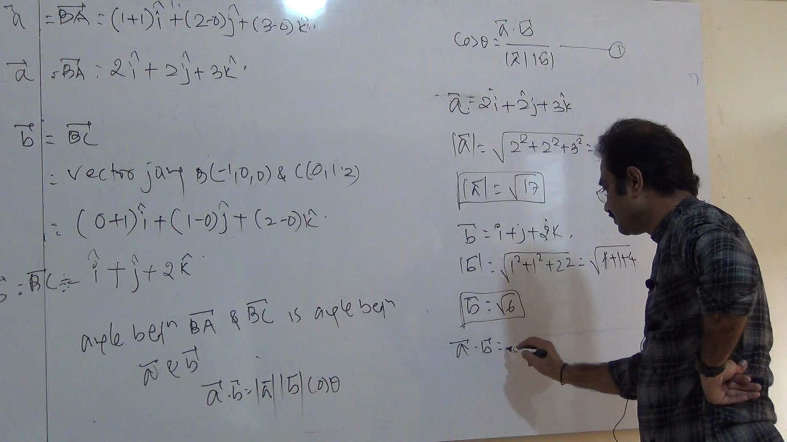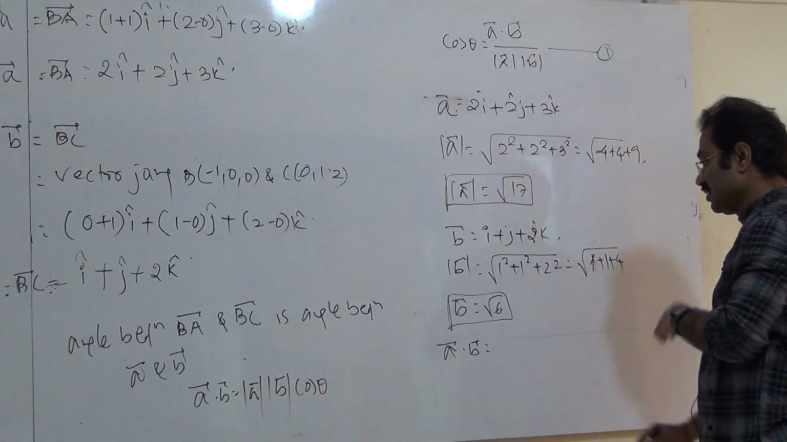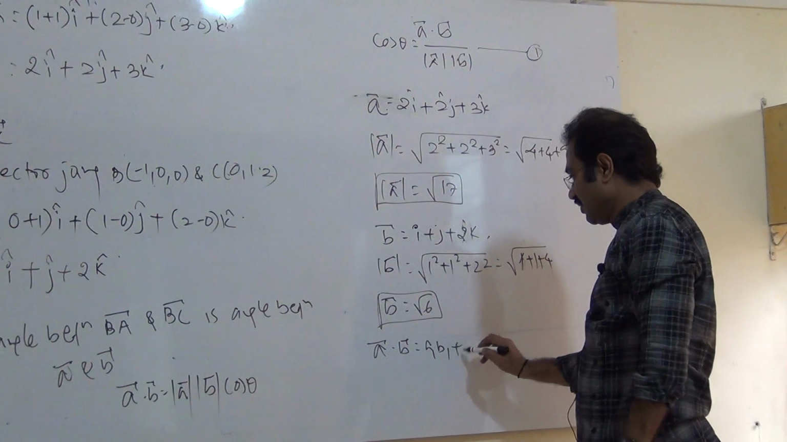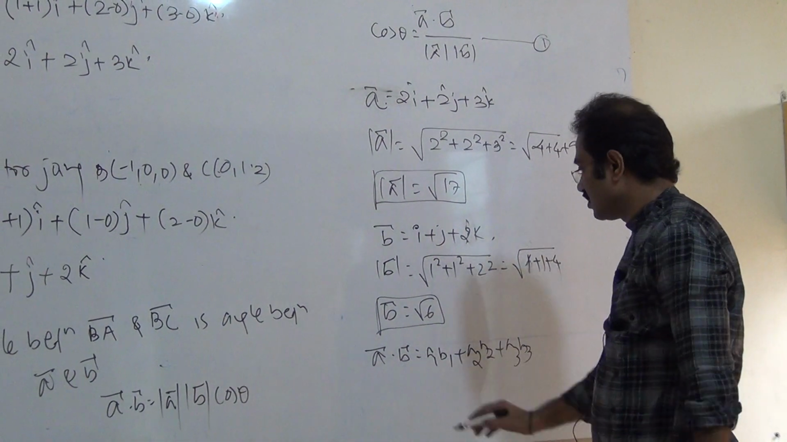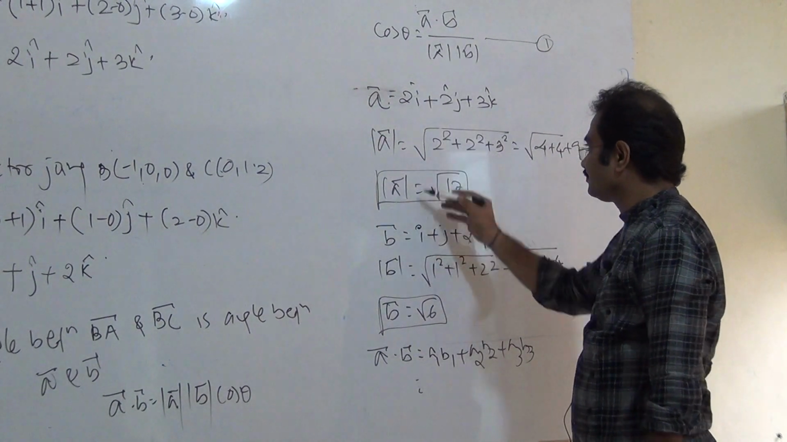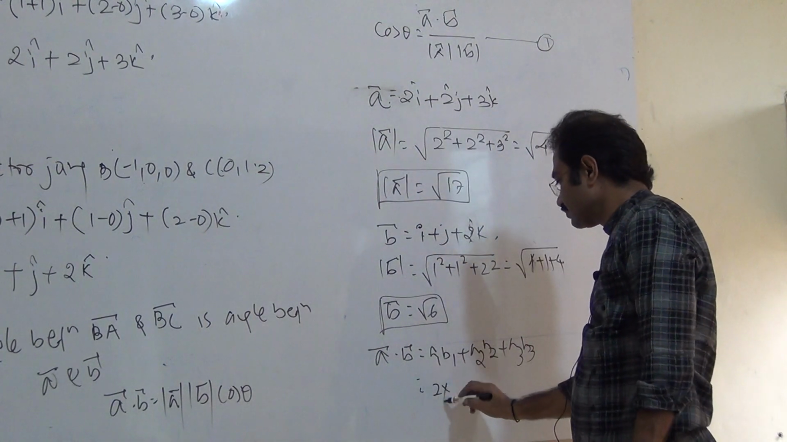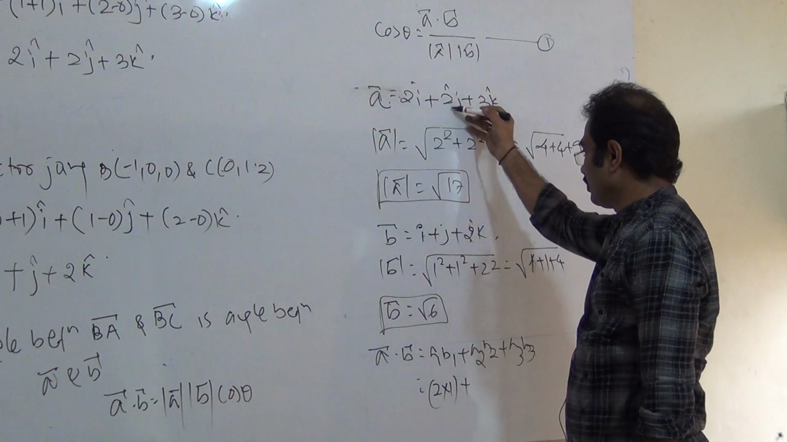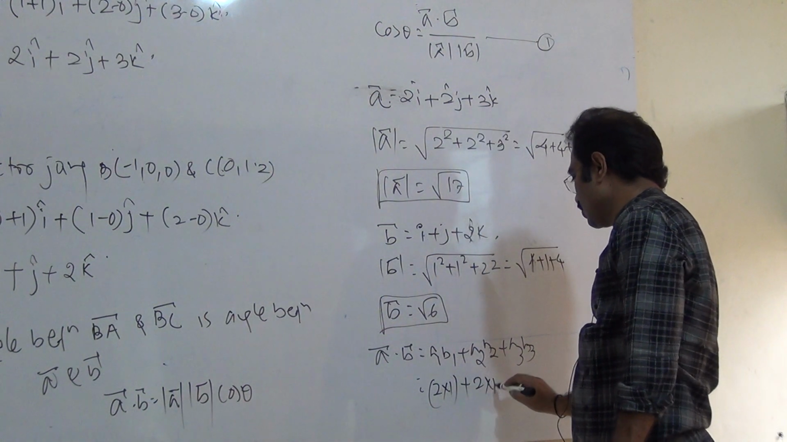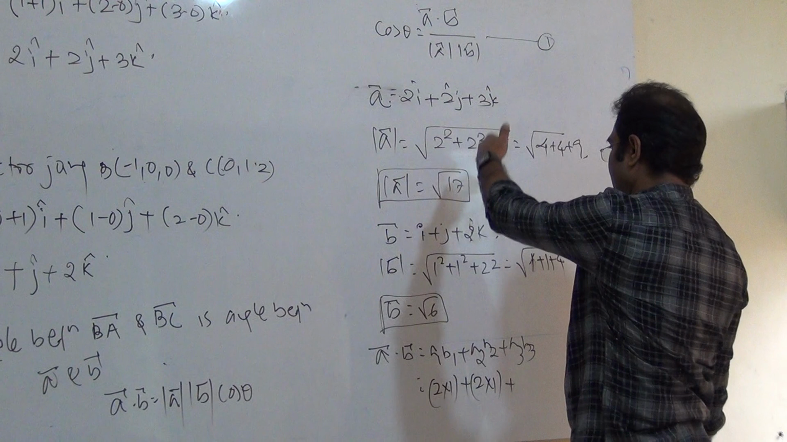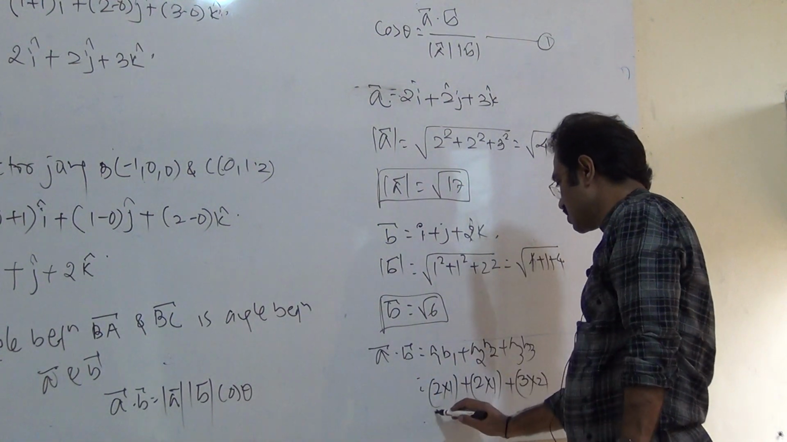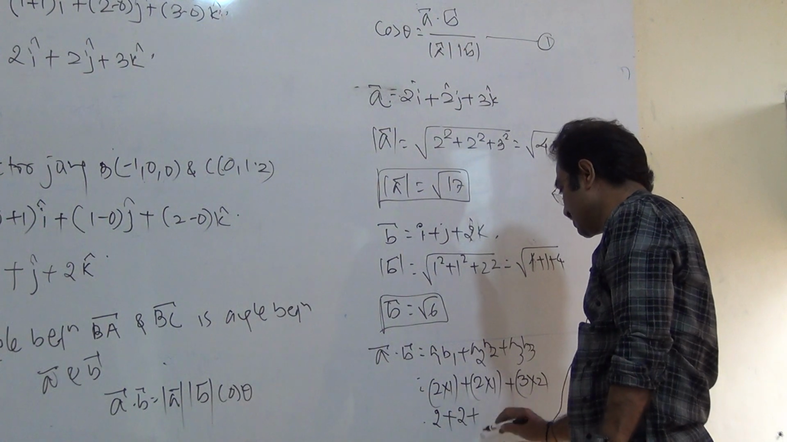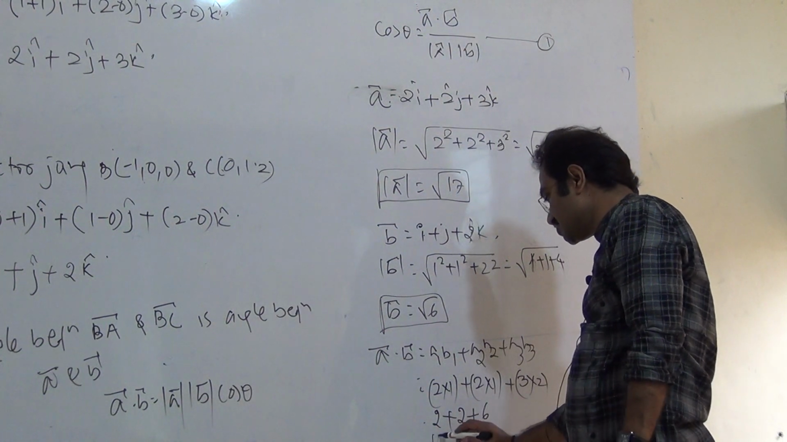A dot B, what is the formula for A dot B? a1 b1 plus a2 b2 plus a3 b3. a1 b1, 2 into 1; a2 b2, 2 into 1; a3 b3, 3 into 2. That is 2 plus 2 plus 6. The answer is how much? 10.